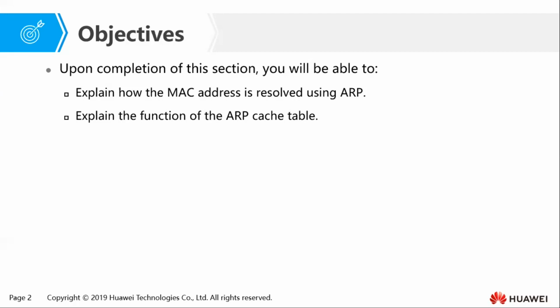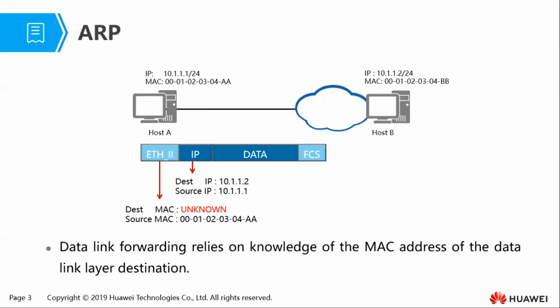So upon completion of this section, we'll be able to explain how the MAC address is resolved using ARP, and explain the function of the ARP cache table. Cache table, thank you very much.